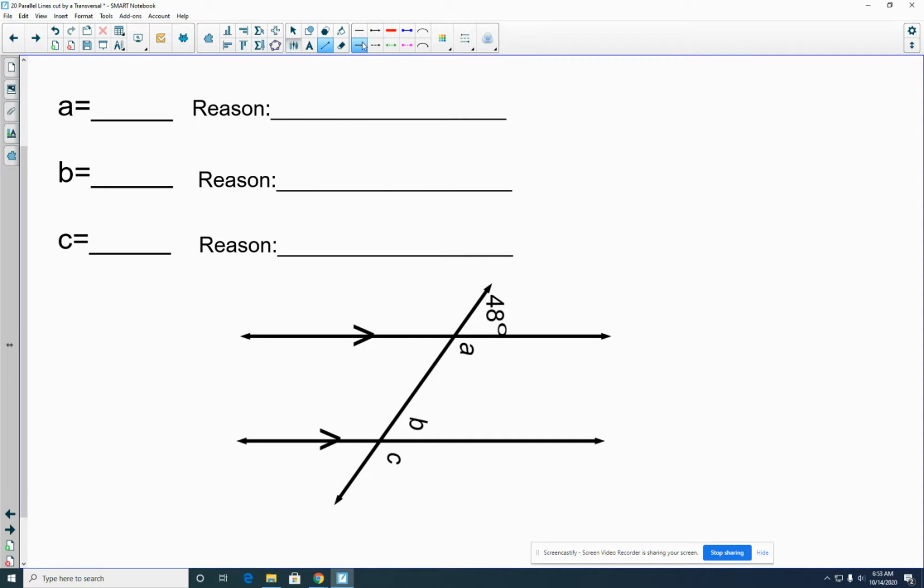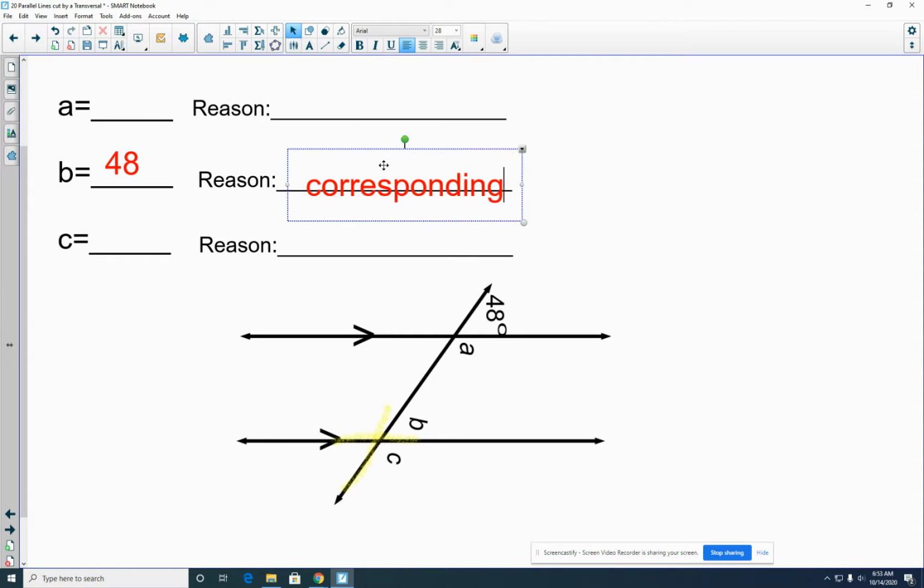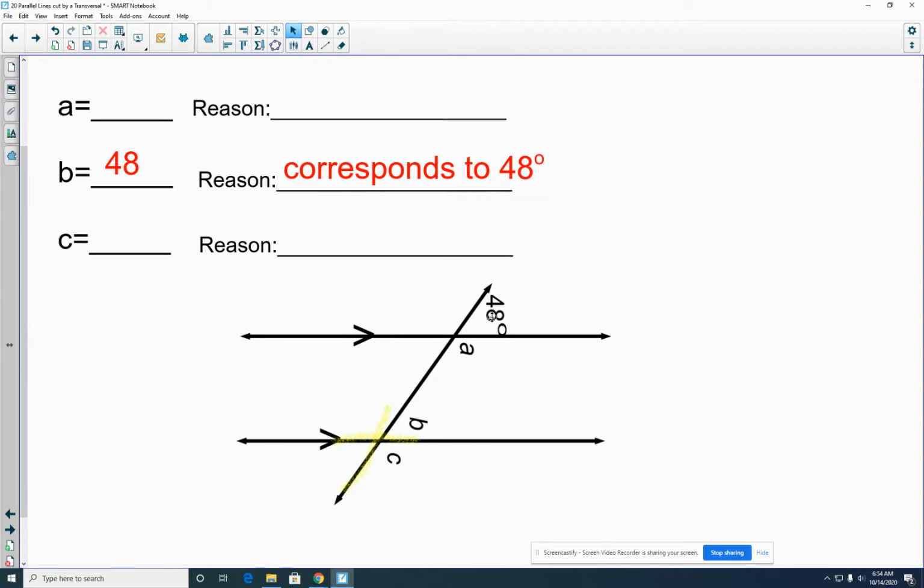So the way I think about this is, here I have the bottom part of my parallel line. Now if I take this and I slide it up, it becomes this. So what are my corresponding angles right away? I see B is up here at the top right, and if I slide this up, top right is 48. So I know that B's measure has to be 48, and the reason is that B corresponds to 48 degrees.